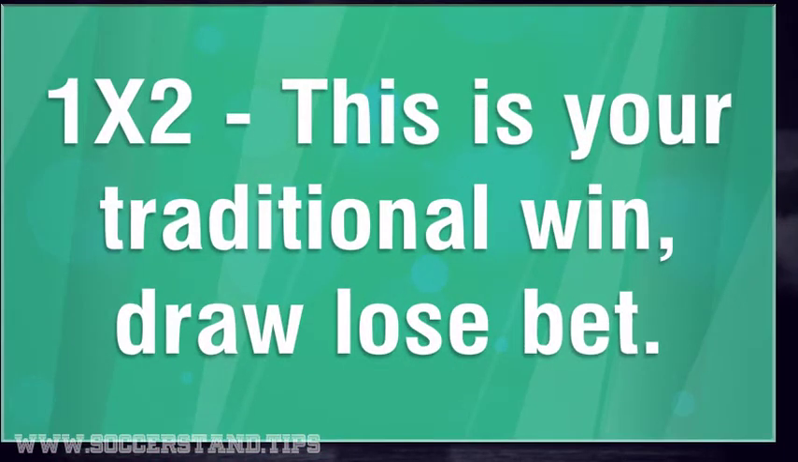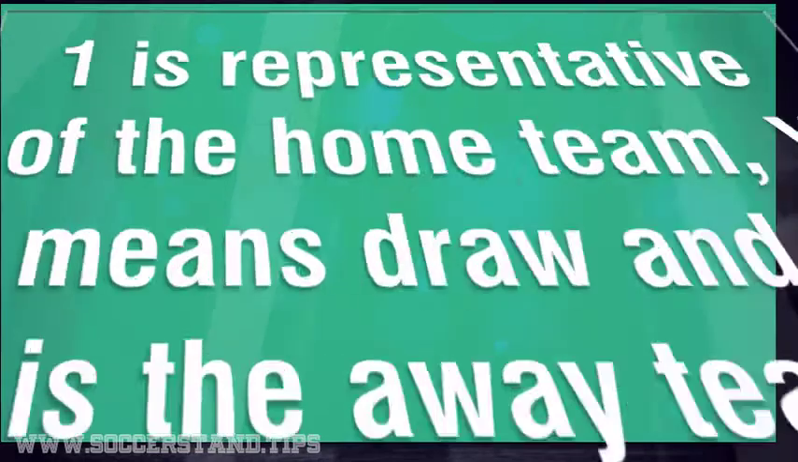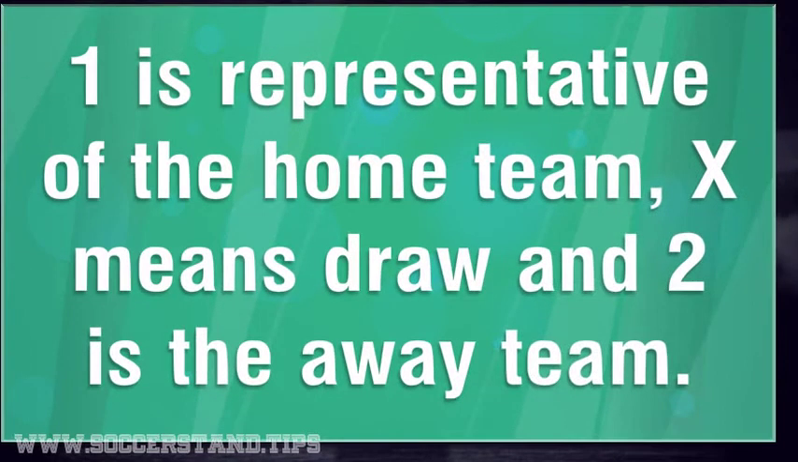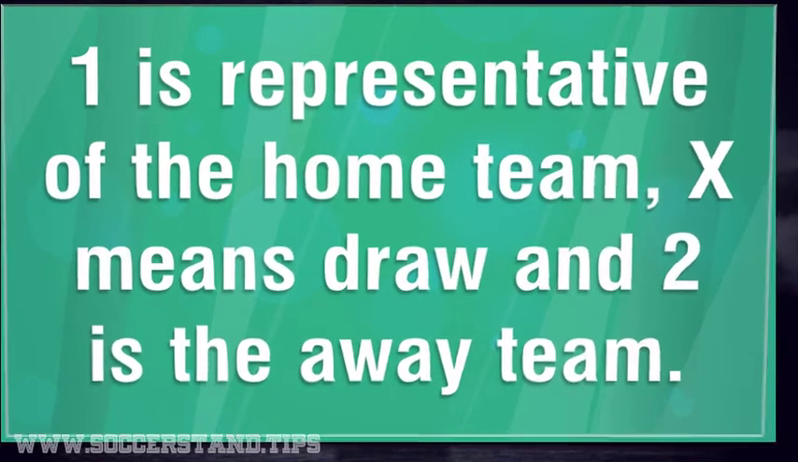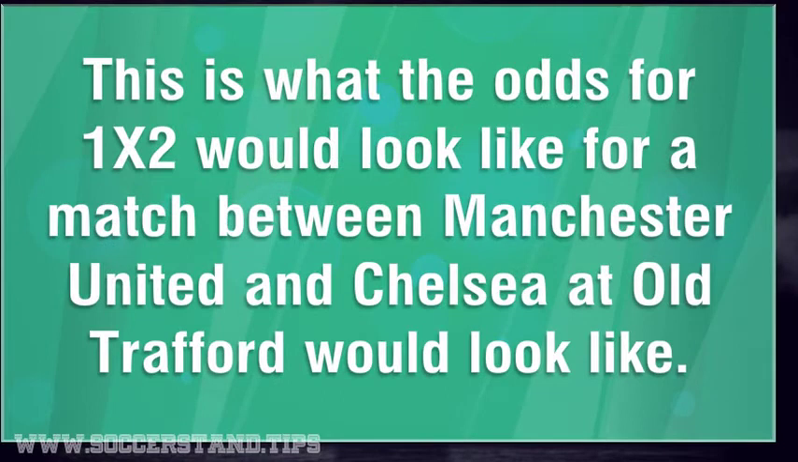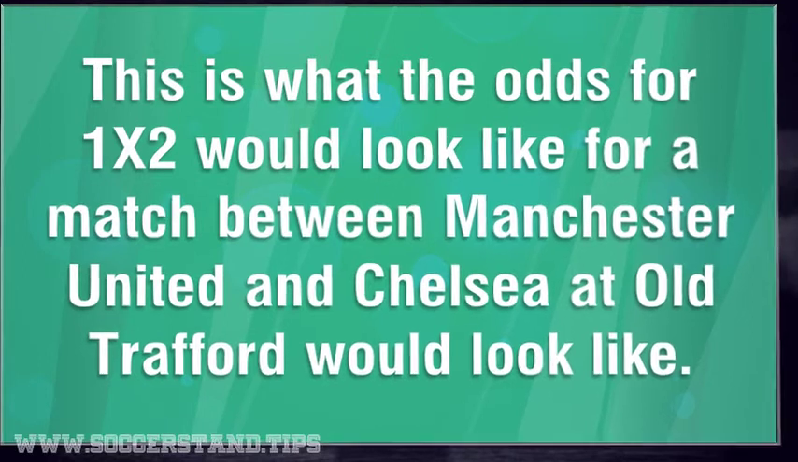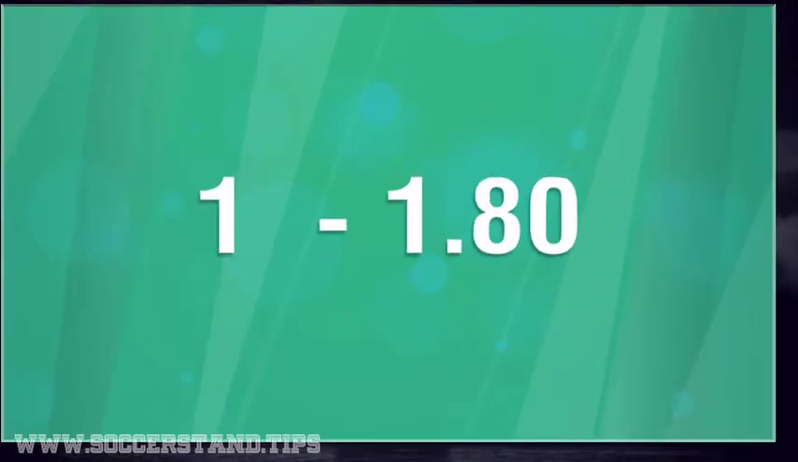1x2, this is your traditional win, draw, lose bet. 1 is representative of the home team, X means draw, and 2 is the away team. This is what the odds for 1x2 would look like for a match between Manchester United and Chelsea at Old Trafford. 1, 1.80. X, 3.60. 2, 2.50.